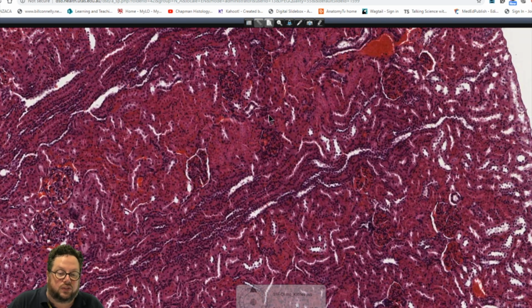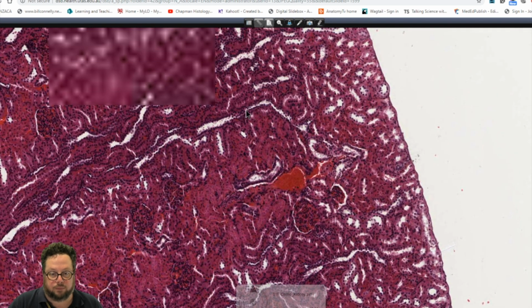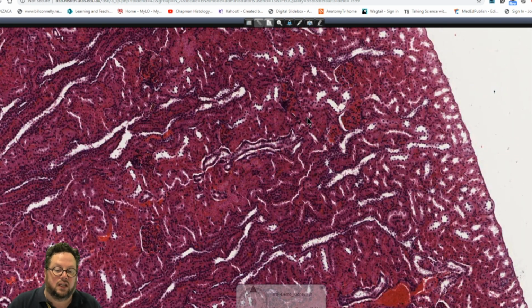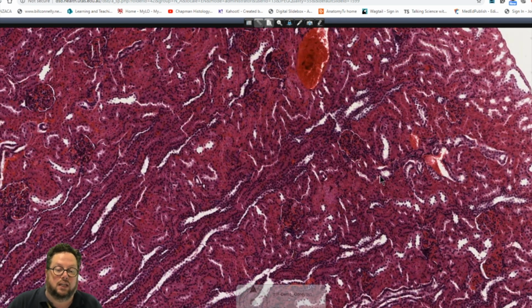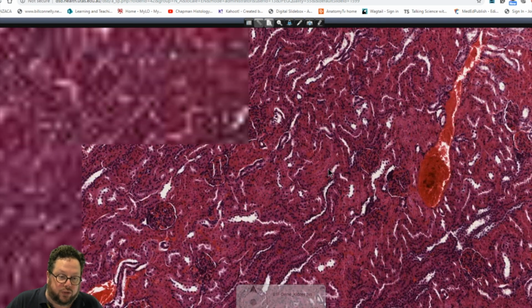In the cortical labyrinths, we find the renal corpuscles. You can see some of them here. There's one here. And around those, we find the renal tubules in the form of the proximal and distal convoluted tubules. And of course, there are associated blood vessels within that region as well. And so we've got this interplay between these different components.